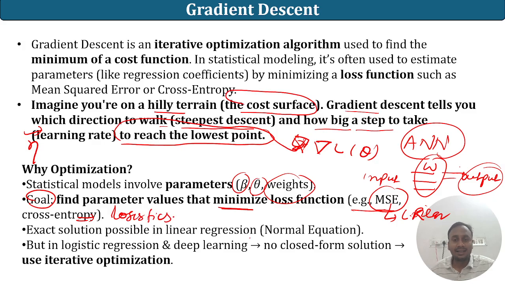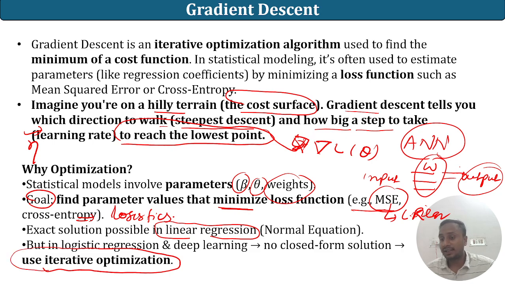An exact solution is possible in the case of linear regression. But in logistic regression or deep learning, we need iterative optimization. In the case of linear regression, we can get the exact solution through the normal equation, a single equation. But for classification or logistic regression, we have to go with an iterative solution, and we get a numerical approximation instead of the exact solution.